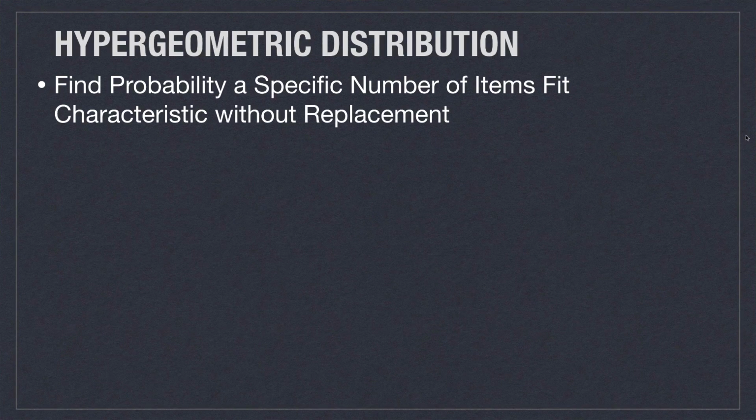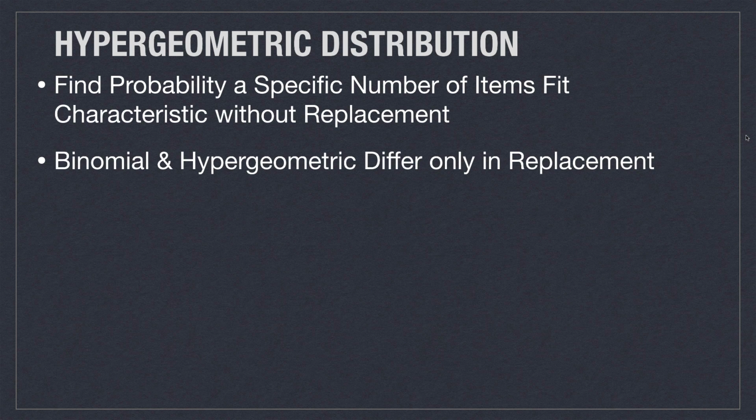Now, a hypergeometric distribution is going to be used with samples without replacement to find the probability a specific number of items is going to fit a defined characteristic. With binomial and hypergeometric, you're going to find how many people have a characteristic, and replacement is going to define which of those that you are going to use.